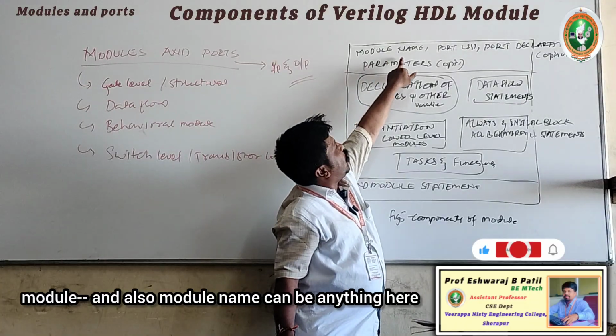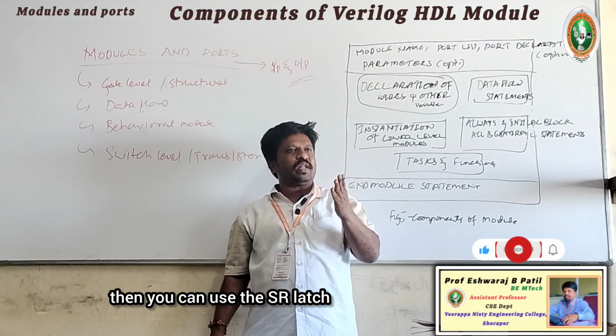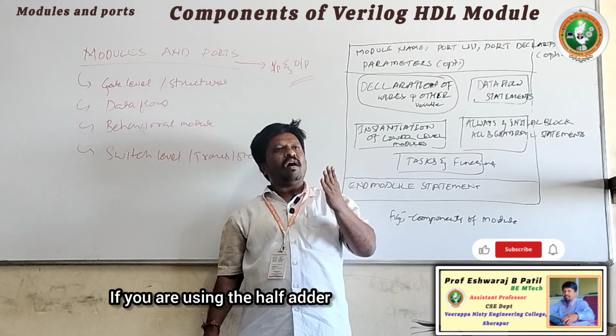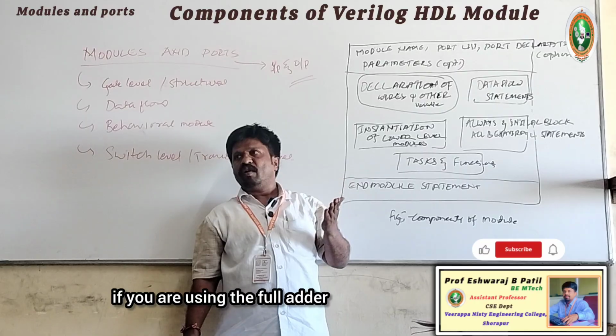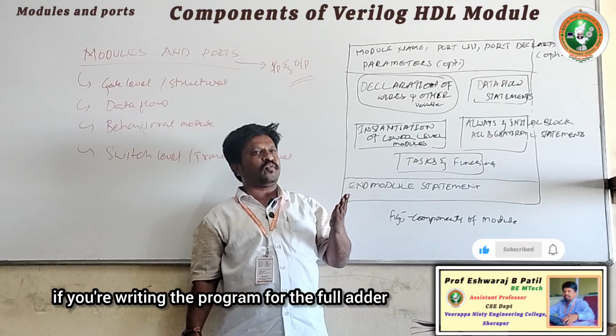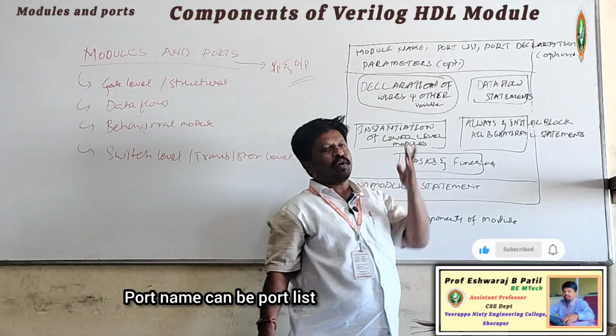The model name can be anything here. If I am using the SR latch, you can use SR latch. If you are using the half adder, you can use half adder. If you are writing the program for the full adder, then you can also name the model full adder. Port name can be port list.